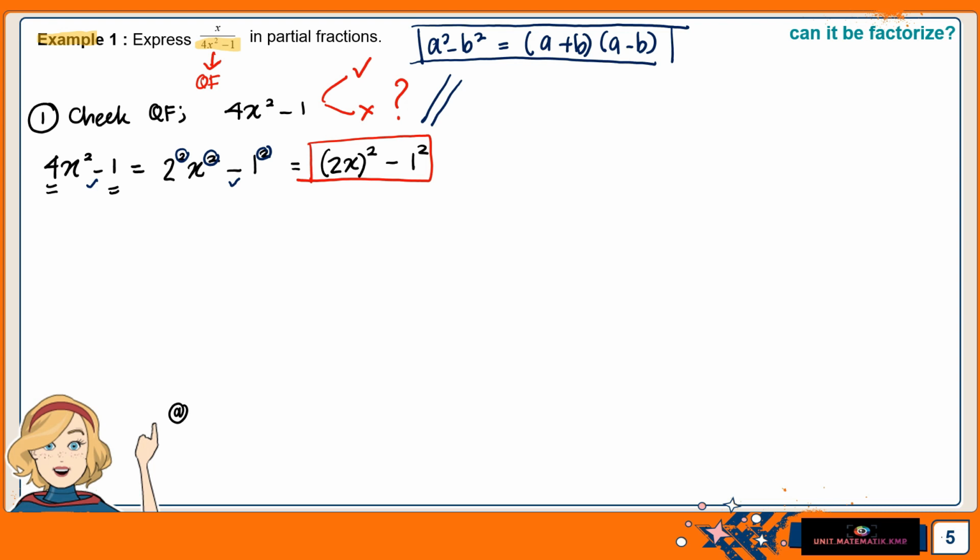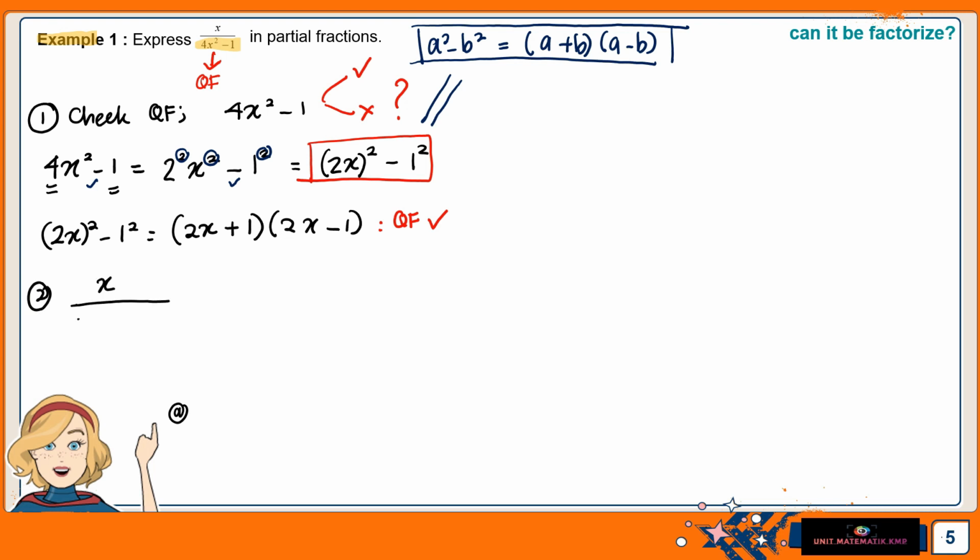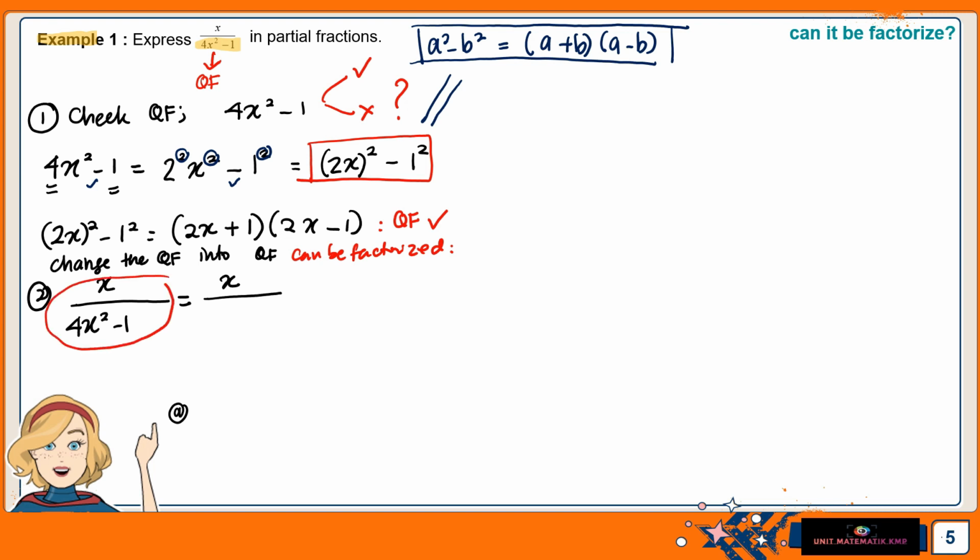So let's rewrite them in the form of factors. We have (2x) squared minus 1 squared, which is the same as 2x plus 1 multiplied with 2x minus 1. So our conclusion is that it is a quadratic factor that can be factorized. Next we will continue with writing back our equation. So we have x over 4x squared minus 1 is equal to... for this part we just change the equation first. Here you change the quadratic factor into a quadratic factor that can be factorized. That means we change the original equation into the form that we can factorize.